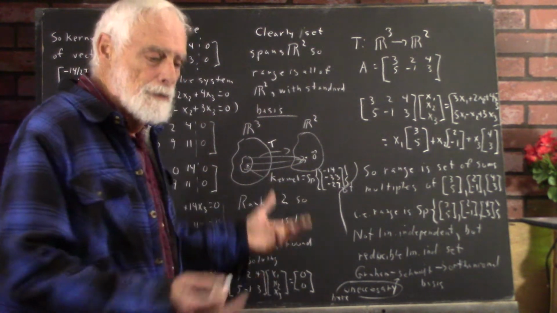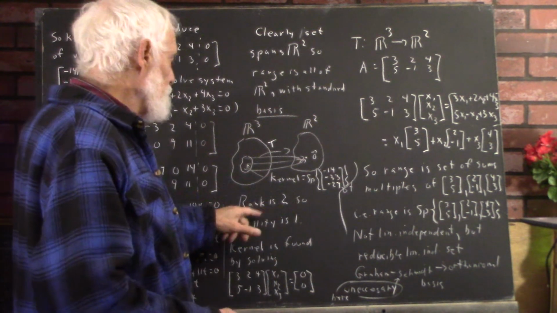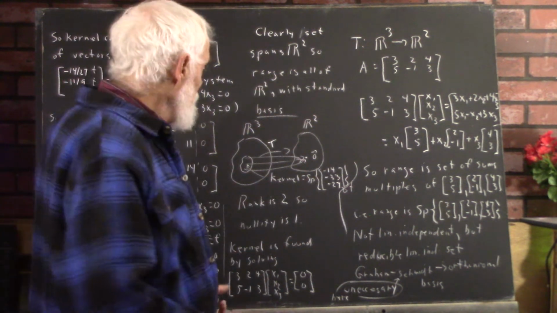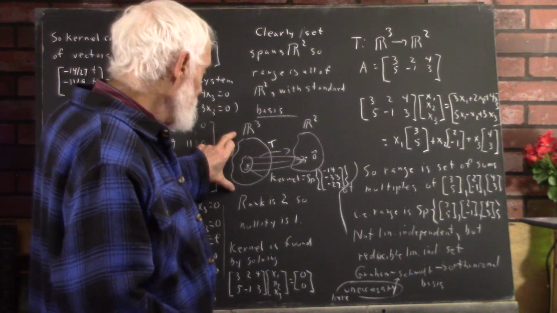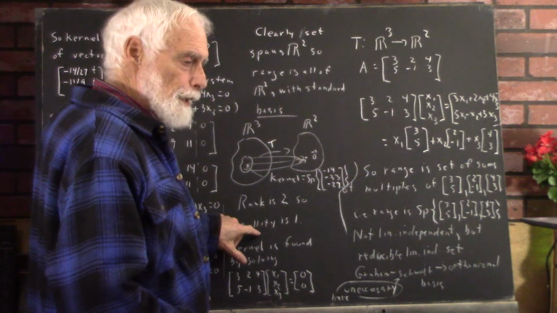and I assume we know how to find the rank of a matrix. That's the rank of the transformation. And the dimension of the domain is 3, so the nullity has to be 1.